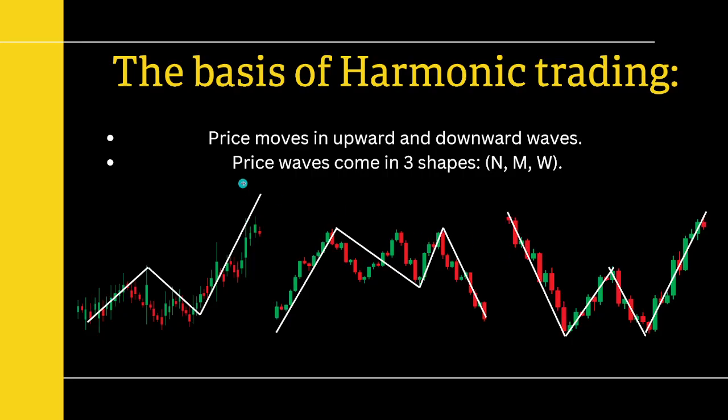And the second concept or foundation you need to know is that price waves come in three shapes: N, M, and W. These are the main shapes you need to identify, and then the rest will make sense. These of course are not yet the harmonics, but harmonics are formed and established by having these foundations, and then a harmonic is created, and I will explain this right now.